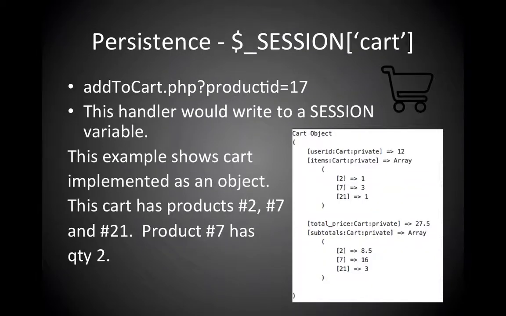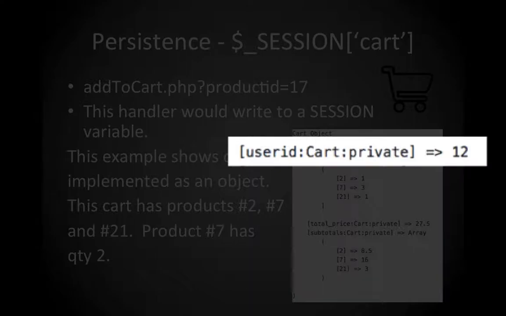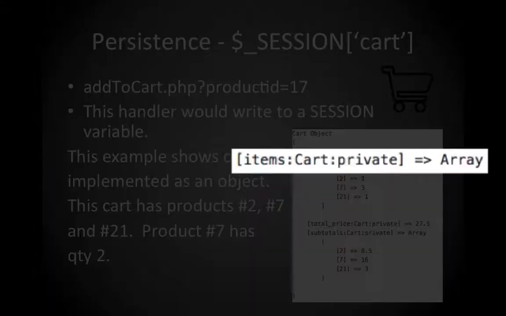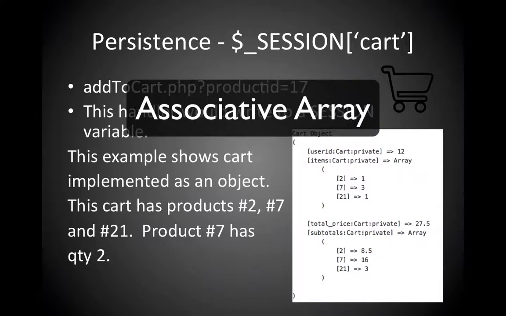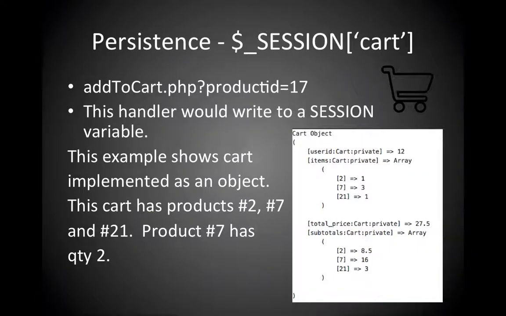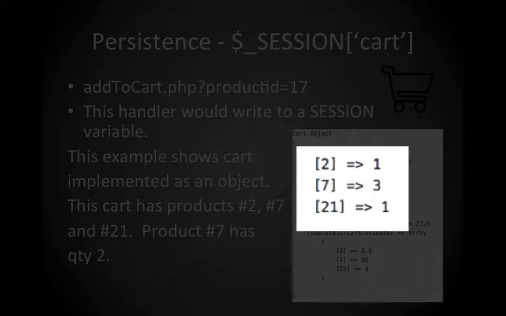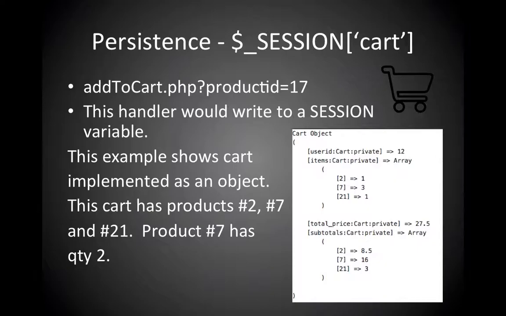So earlier, I showed you what I thought would be a good property of what a cart contains. The user ID is a good property, and then we should have a list of items that the cart contains. In PHP, there's an object called the Associative Array, and we'll have to take a look at some examples of how they work. You can see that in this Associative Array, it has 3 pairs of elements. It shows that in this cart I have product number 2, number 7, and 21, and product number 7 has 3 items in the cart.